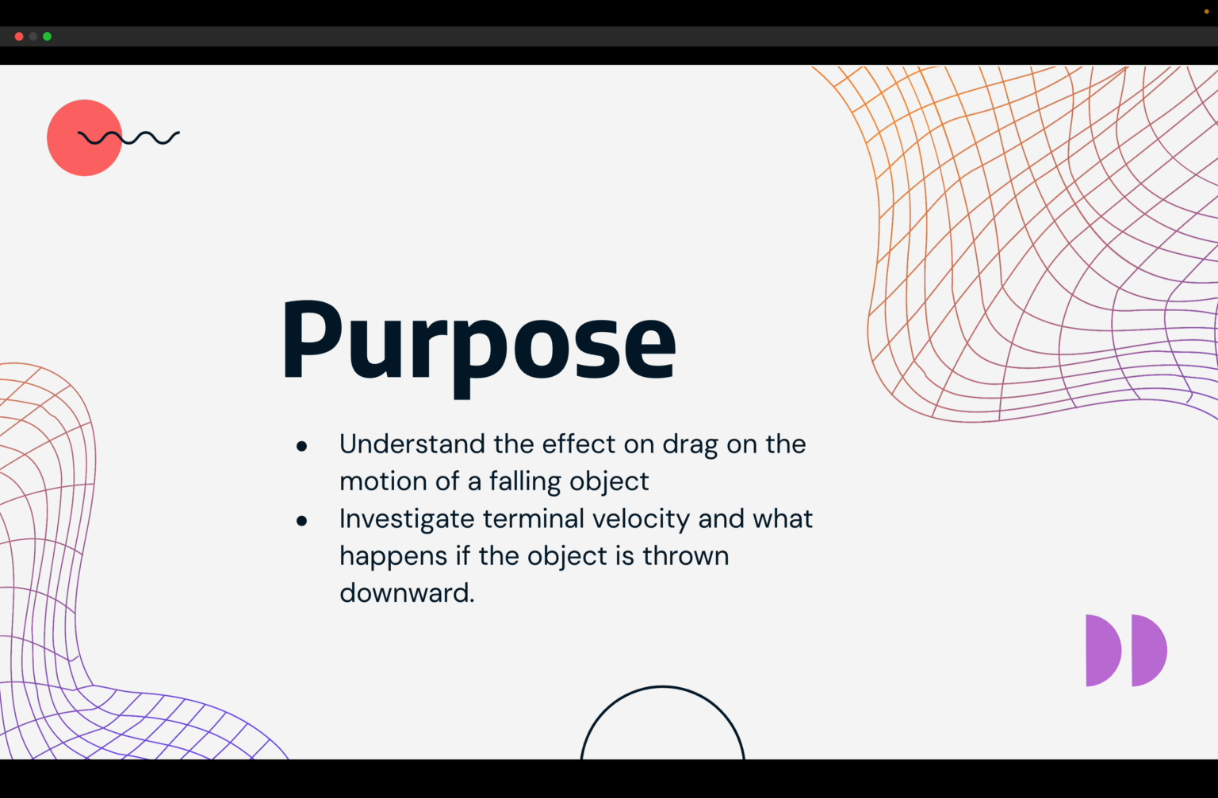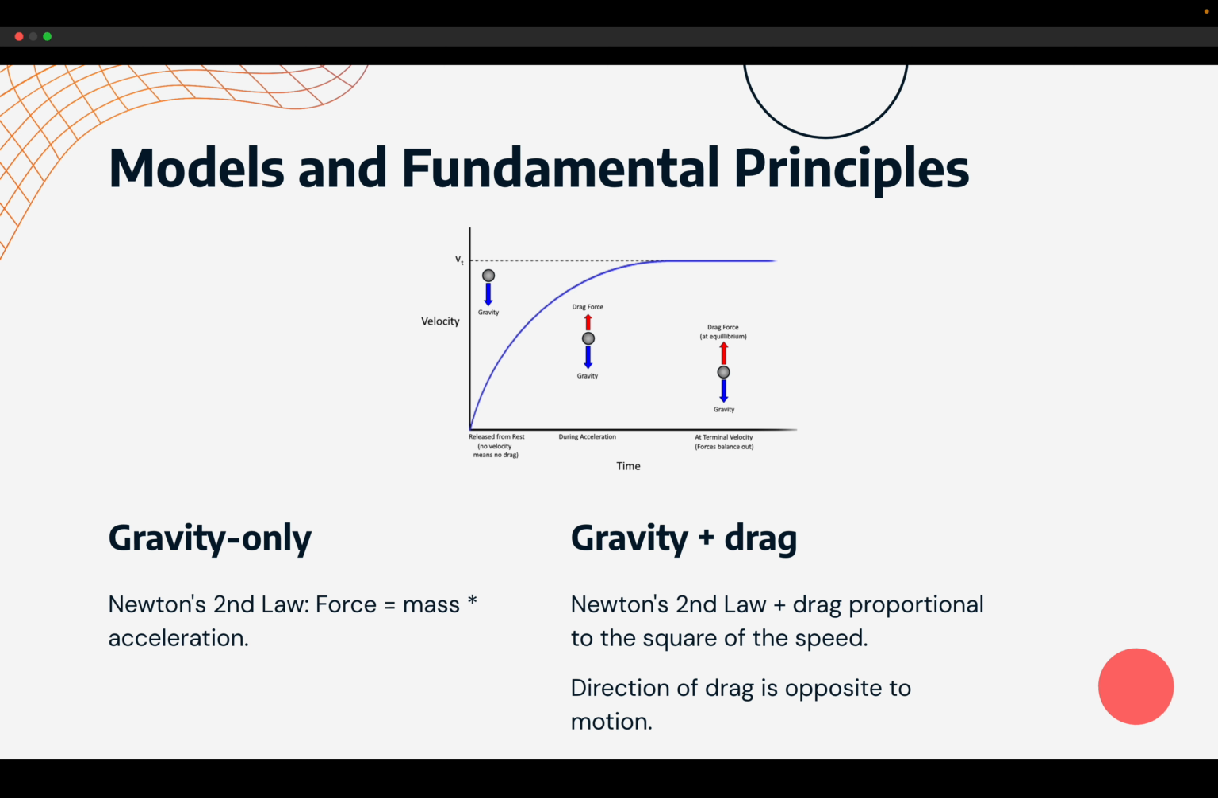The purpose of this lab is to analyze the motion of a falling object and compare the observed position versus time data with predictions from two computational models. The key physics principle applied here is Newton's second law, which states that the force on an object is equal to its mass times acceleration.